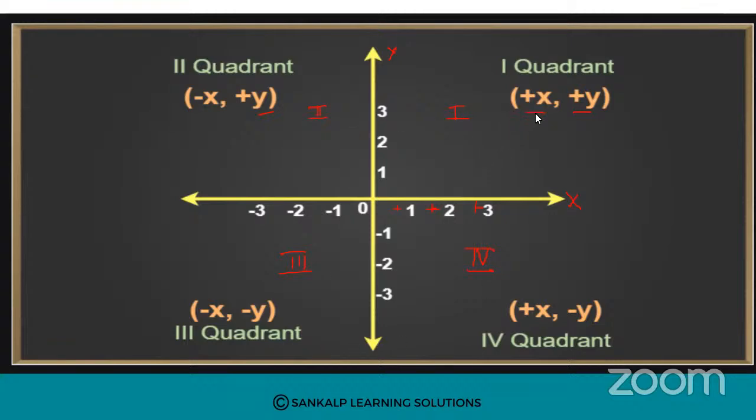First quadrant contains both positive numbers, and second quadrant contains one negative and one positive number, and third quadrant both negative numbers, and fourth quadrant one positive and one negative number. Okay.